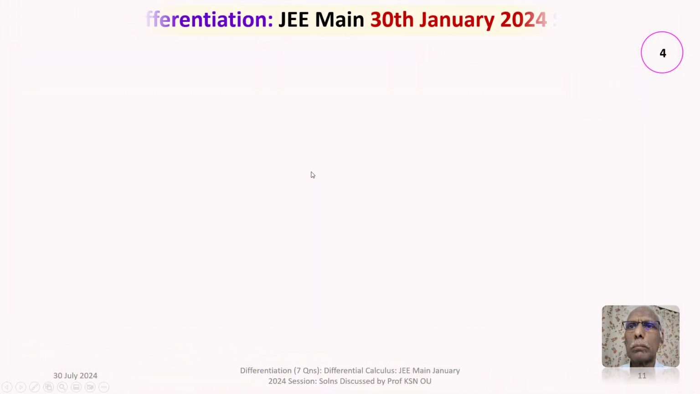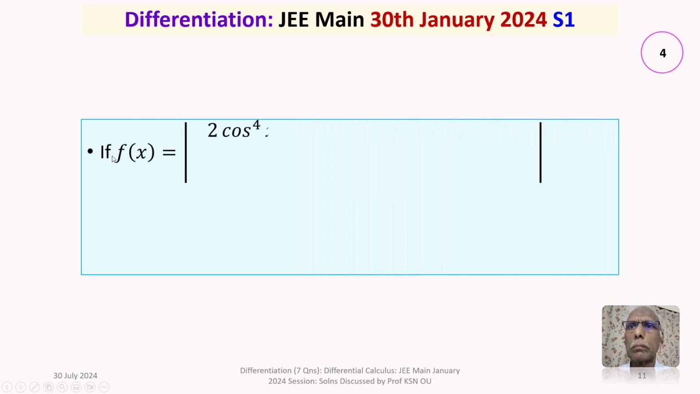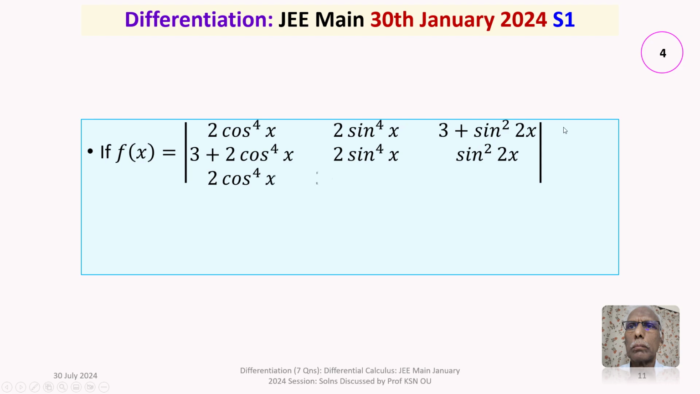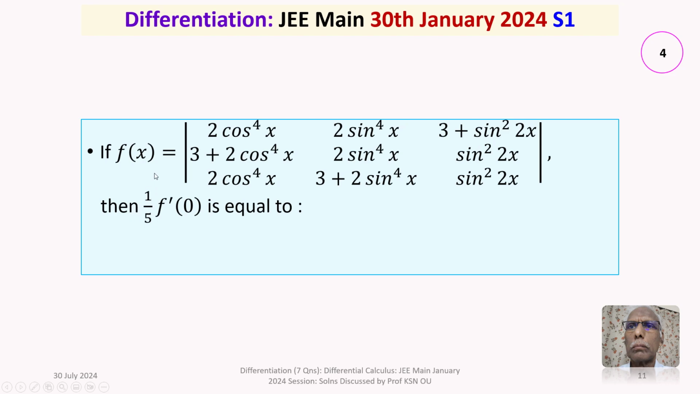This question has appeared in the JEE Main examination held on 30th January 2024 in the first shift. The given question is: if f of x is equal to mod of a 3 by 3 determinant whose entries are trigonometric functions, we are required to find the value of 1 by 5 into f prime at 0.